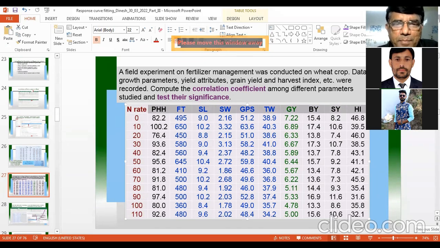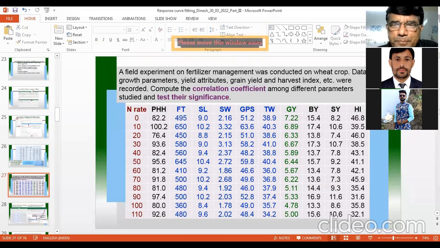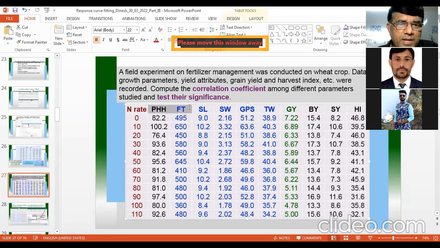In Excel, you can very easily find the correlation coefficients together. You need not do much exercise. You can do it in Excel. If you do it manually, it takes a lot of time, because first you will do it for N rate and plant height, then N rate and fertile tillers, and so on. And if you want the correlation coefficient between any two variables, then it also takes a lot of time. But in Excel, it takes seconds.